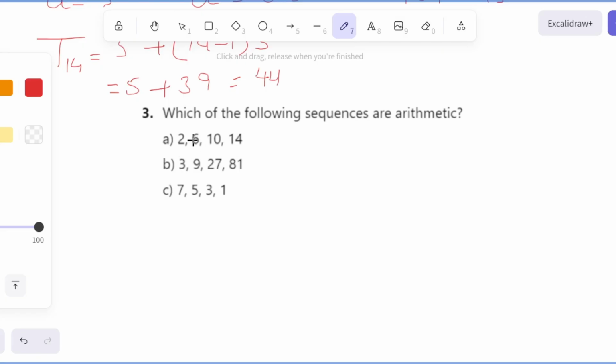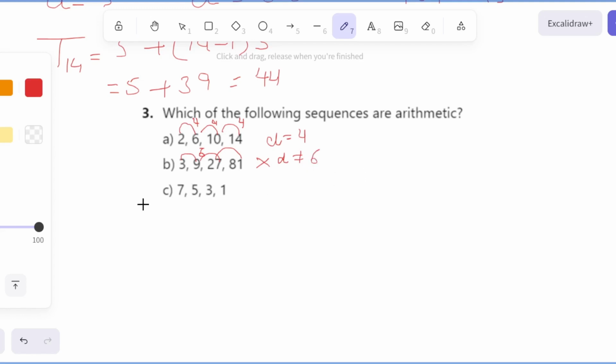So for example, here 6 minus 2 is 4, 10 minus 6 is also 4, and 14 minus 10 is also 4. As the common difference is the same throughout, this is an arithmetic sequence. The same logic applies to the next one. 9 minus 3 is 6, but 27 minus 9 is not 6, and 81 minus 27 is not 6. So this is not, because d is not equal to 6.